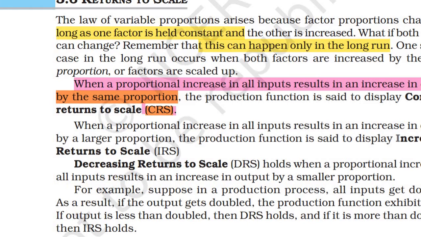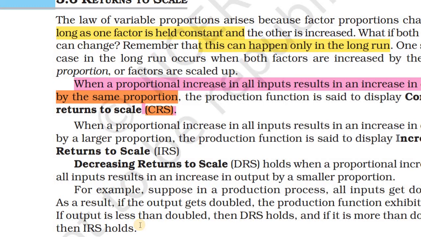Okay, then next one is increasing return to scale. And what is constant return to scale? If we are increasing 5% of labor and capital, means we are increasing all inputs by 5%, then output also increases by 5%, then we can call it constant return to scale.